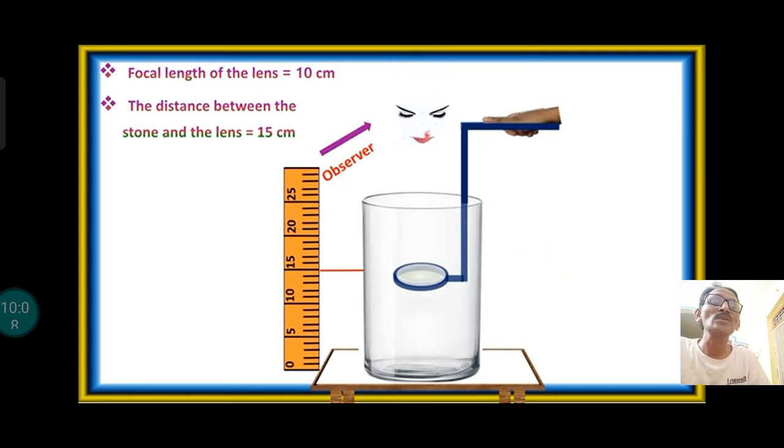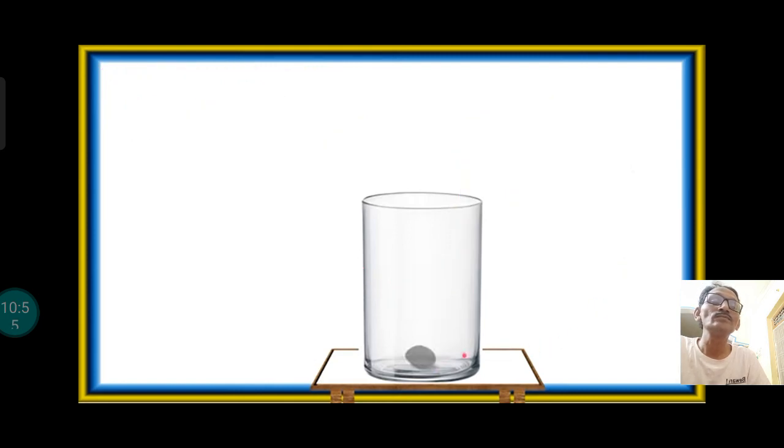Now you can see that the observer is looking perpendicularly through the lens holder, through the convex lens, and the stone is not visible to the observer. Why? Because the lens is at a distance of 15 cm on the scale. It is not equal to or less than the focal length of the lens. So the observer cannot see the stone or the image. So the focal length of the lens is 10 cm.